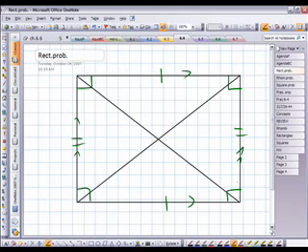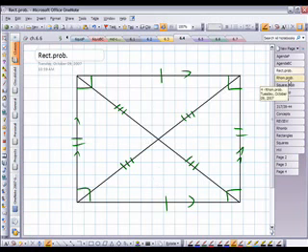Also, the diagonals bisect each other, which is like a parallelogram, but also the diagonals are the same length. And so not only do they bisect each other like a parallelogram, but also they are the same length. And so because of that, I have isosceles triangles here.